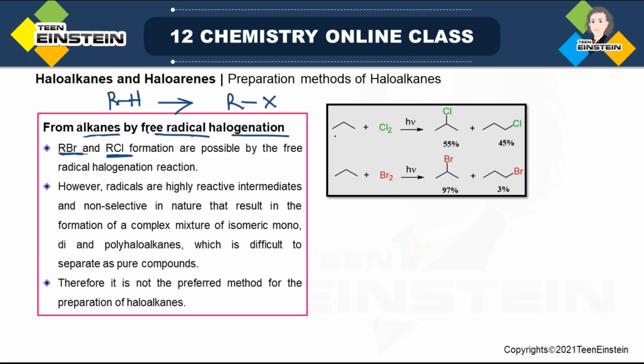So look at this example. Here we have taken propane, C3H8. Then in presence of chlorine and h nu, there will be replacement of this H with chlorine, which is 55%. But it may also be that these terminal hydrogens are replaced by Cl, which is 45%. Now instead of chlorine, when you have taken bromine, keeping the other conditions the same, you will again get a mixture of 2-bromopropane and 1-bromopropane.